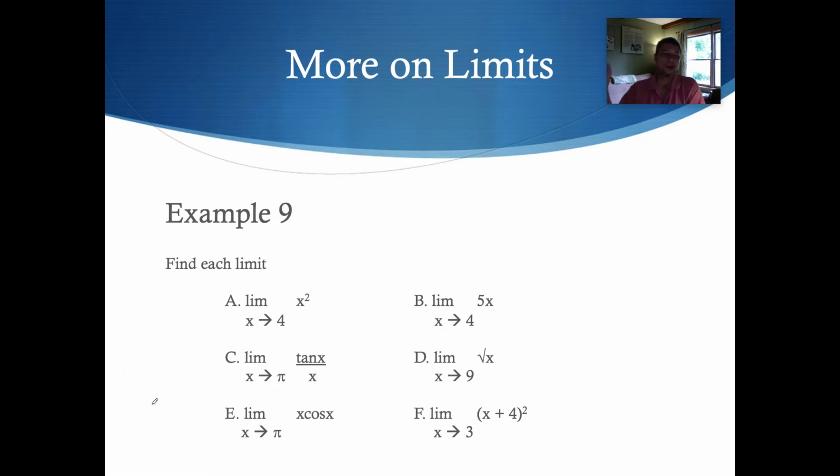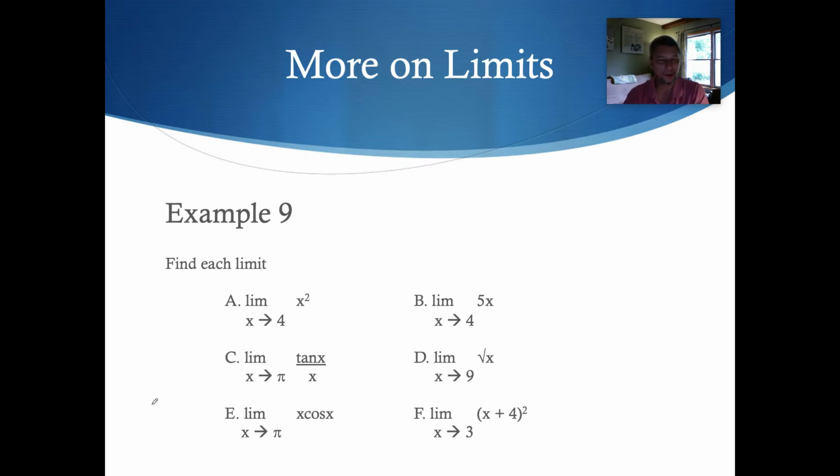All right. In this video, we're going to go through several examples and look at exactly how to calculate limits, especially using the rules that we talked about during the second video here. So we'll start with example number 9, which asks you to find each of 6 different limits.